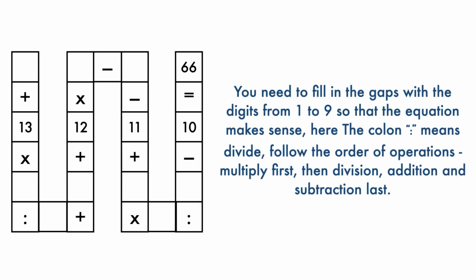You need to fill in the gaps with the digits from 1 to 9 so that the equation makes sense. Here the colon means divide. Follow the order of operations: multiply first, then division, addition and subtraction last. There is no complicated maths involved, only basic arithmetic, but it's not an easy one. This problem is difficult even for adults good at math, so it will be difficult for students in grade 3 and even more challenging for students in the islands. All you need to do is place the digits from 1 to 9 in the grid.